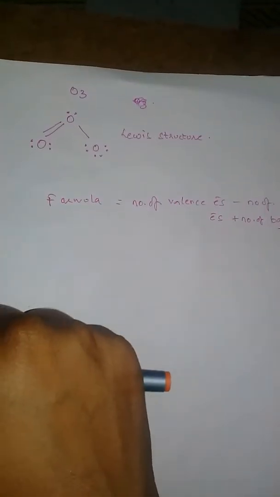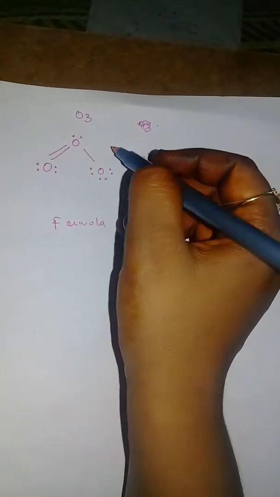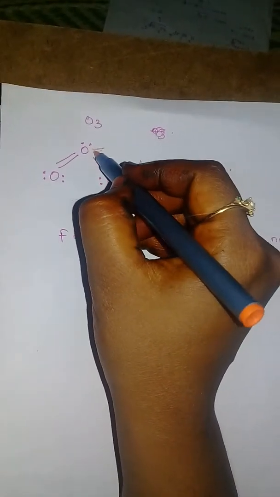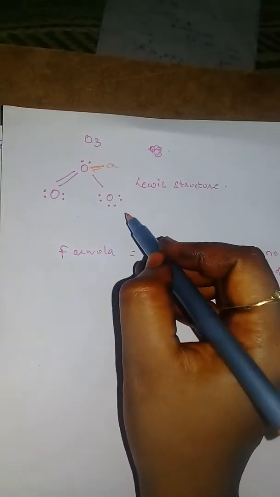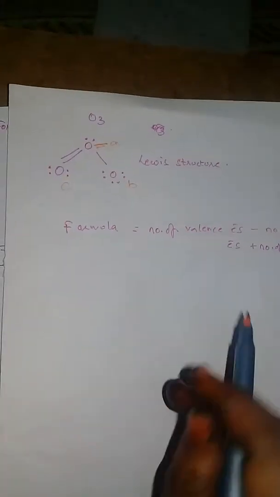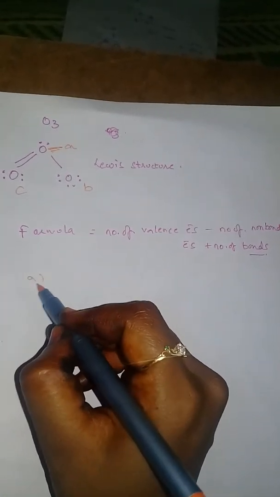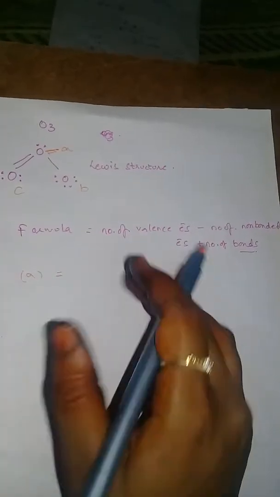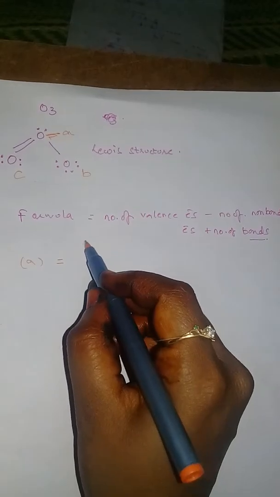What is the formal charge? Formal charge is the charge given to an element within a molecule. We are calculating it for each atom in this molecule. We are indicating A, B, C for these three atoms in the molecule. Now we are going to calculate for atom A. What is atom A? Oxygen.